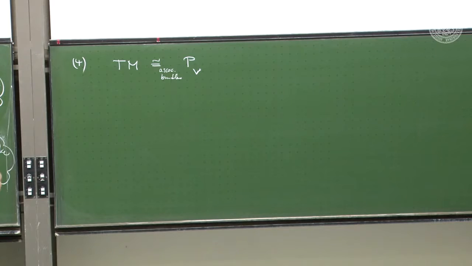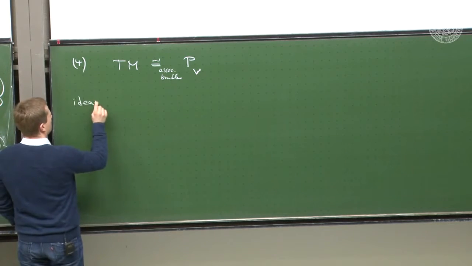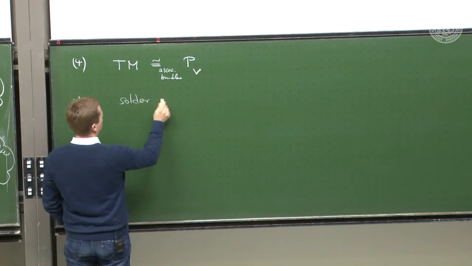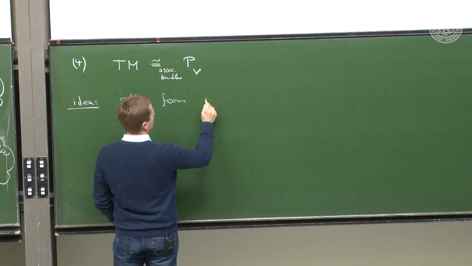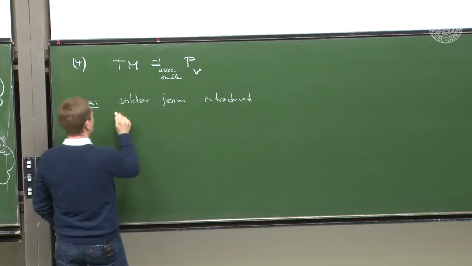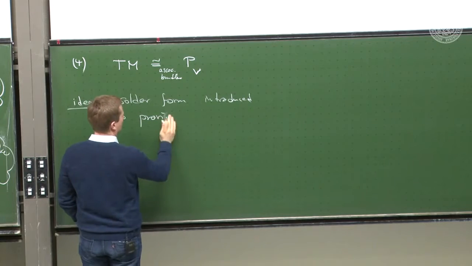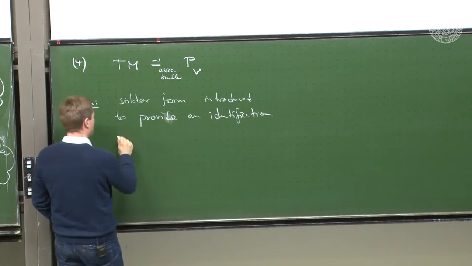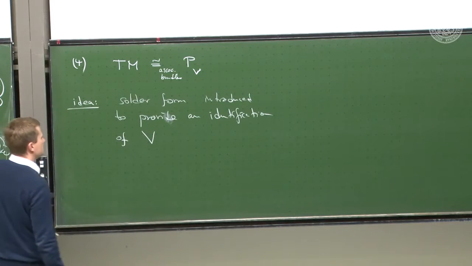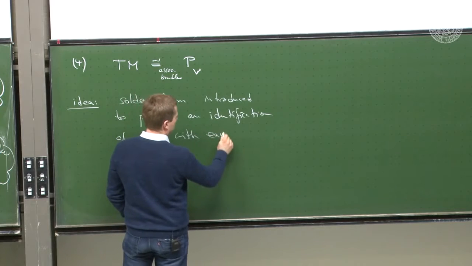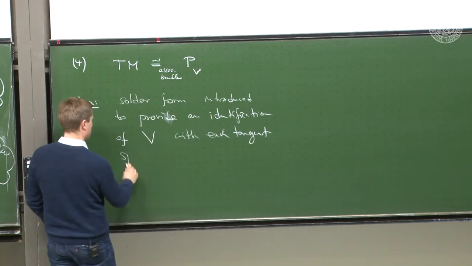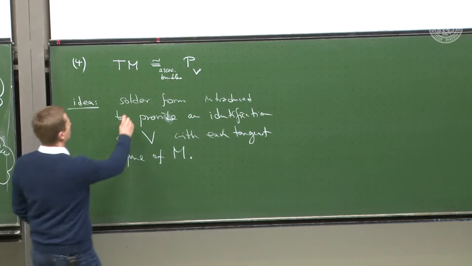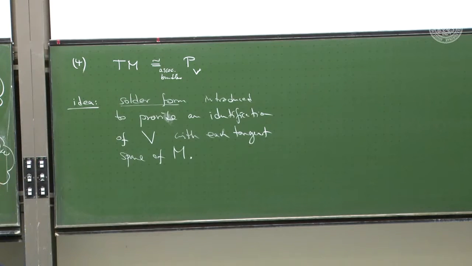Okay. So the idea behind this definition, the idea is to provide by the soldering form, so the soldering form or solder form is introduced to provide an identification of this chosen vector space V with each tangent space of M. Okay, that's the one and only idea behind this abstract definition.